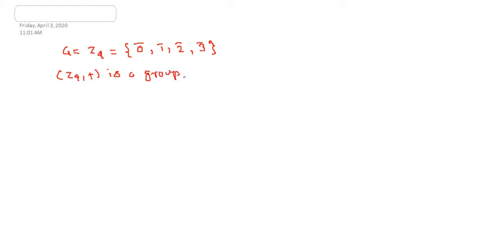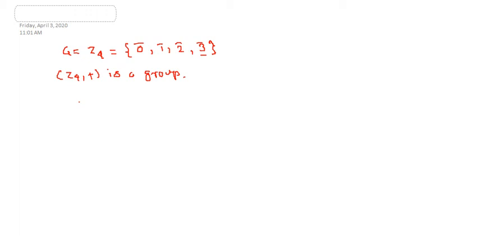So we are taking the example. Let's take the group G is the group Z4. So Z4 is the collection of all modular classes 0 bar, 1 bar, 2 bar, 3 bar, the residual classes of modulo 4, and we know that Z4 is a group. Now what about the order of the element 3? So let's check.